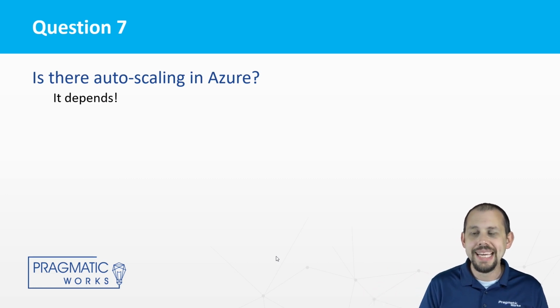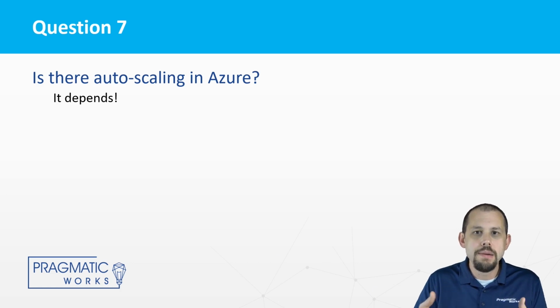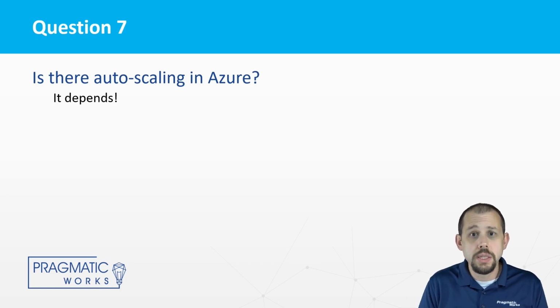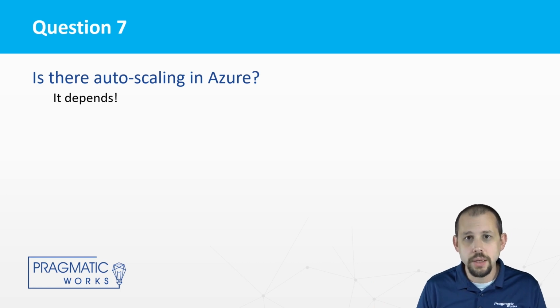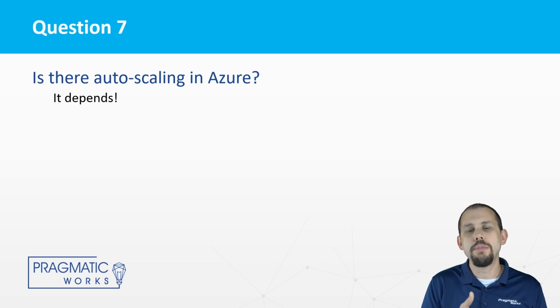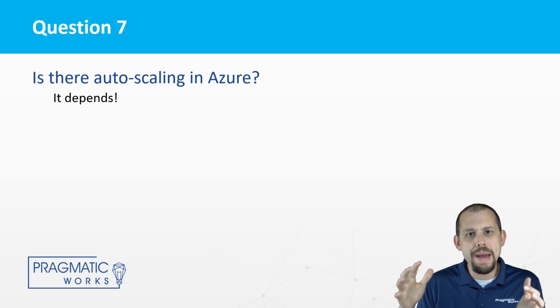And here's a tough one. Is there auto-scaling in Azure? So what is auto-scaling? Auto-scaling is the ability of your resources and your services to determine the amount of resources that need to be allocated to a job or to a task that you're trying to perform. And so some resources in Azure have auto-scaling, some of them do not. For example, if you're using Azure Databricks, you can choose your minimum number of workers, and you can choose your maximum number of workers. So you can kind of set a boundary there.